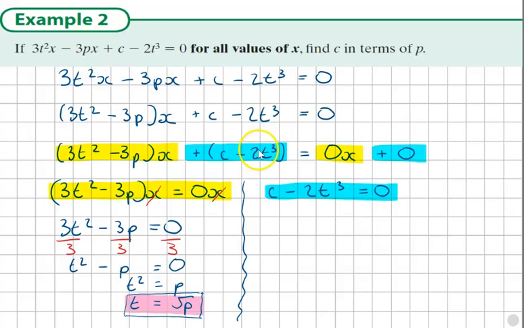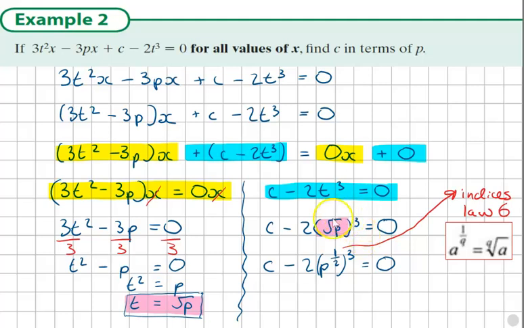So then I let the constants equate. So I have c minus 2t cubed equals 0. I'm replacing that t with a set of brackets. The brackets is extremely important. And I'm putting the square root of p into the brackets. So I have c minus 2 multiplied by the square root of p to the power of 3 is equal to 0.